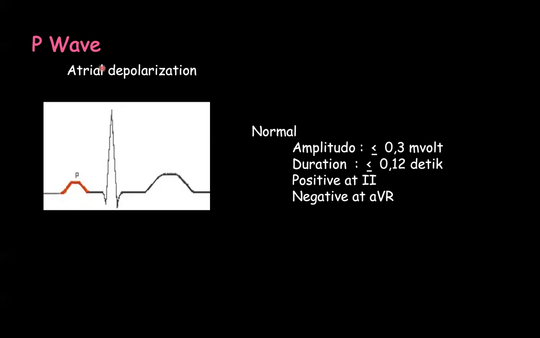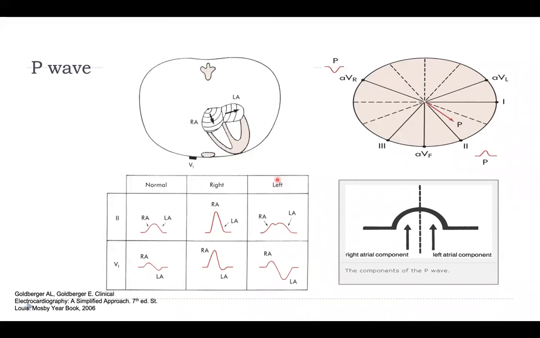Students, let's learn about the waves. First of all is the P wave. This represents atrial depolarization. For the normal value, the amplitude of the P wave is less than 0.3 millivolts and the duration is less than 0.12 seconds. When we talk about a normal ECG, we talk about the normal sinus rhythm, which has to have a positive P wave at lead 2 and a negative P wave at AVR. This is an example of the normal P wave we can see in lead 2.